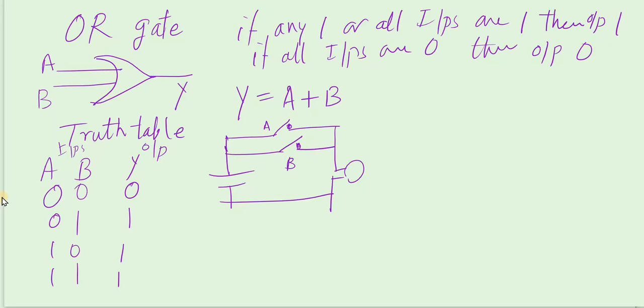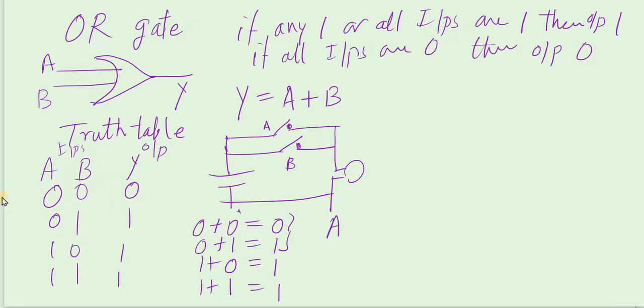Now from the truth table, 0 plus 0 is 0. 0 plus 1 is 1. 1 plus 0 is 1. And 1 plus 1 is also 1. From the first two, we understand that if you add 0 plus 0, we get 0, and 0 plus 1, we get 1. So if this is A, then A plus 0: if A is 0, then 0 plus 0, the output is 0. If A is 1, 1 plus 0, the output is 1. So A plus 0 becomes A.